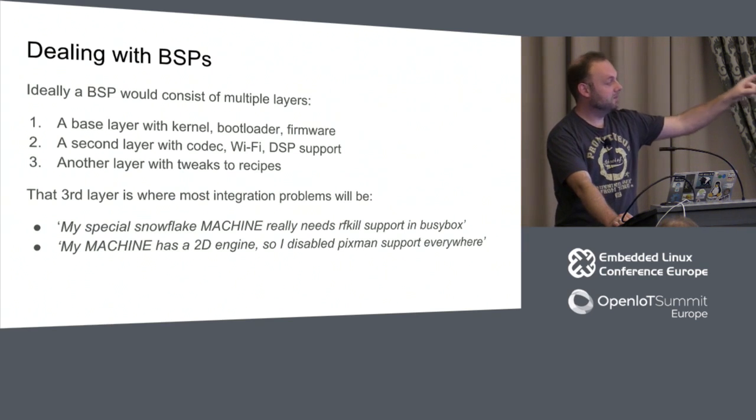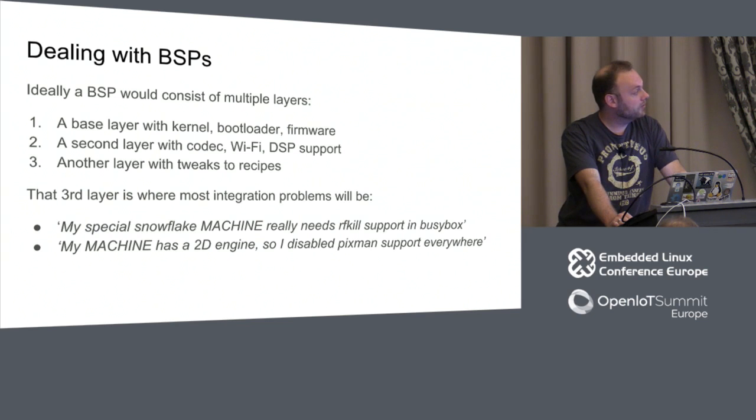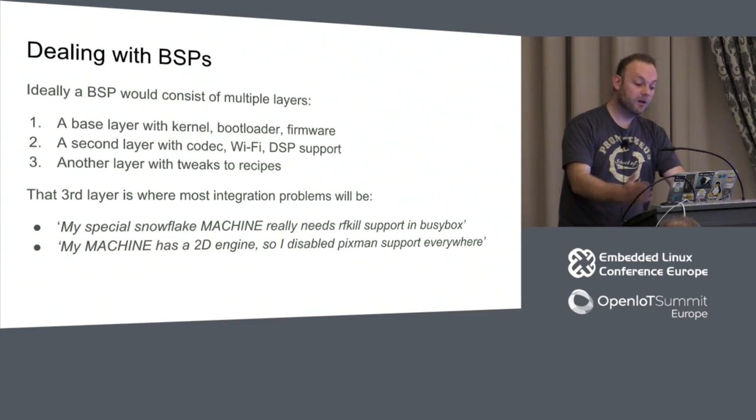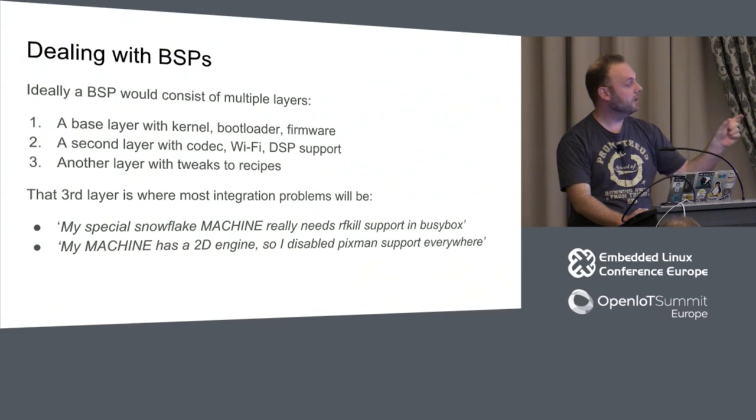And this really happened. People were bbappending BusyBox and it only added rfkill. But it did it in such a way with immediate expansion that it killed other BusyBox bbappends that were in the distro layer. And it turns out they just needed rfkill to turn on their Bluetooth thing, which in the end turned out that they actually needed a ConnMan config file to do the same. So the whole rfkill binary problem went away after they realized that.